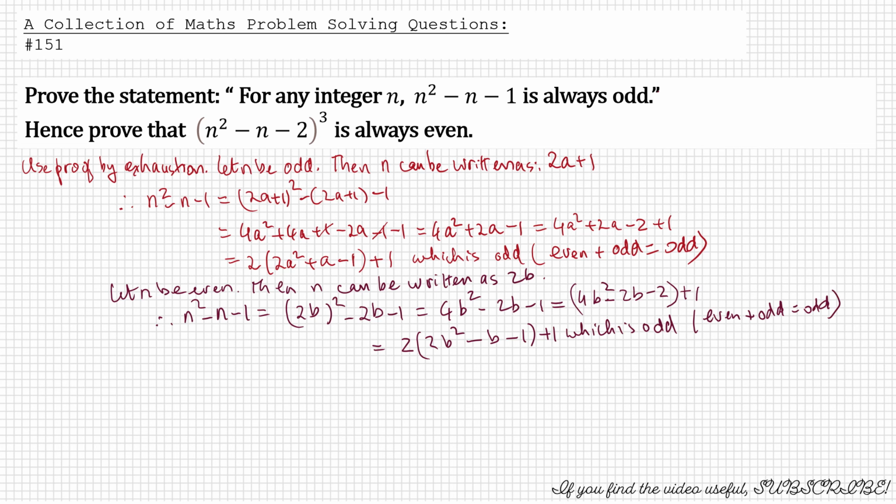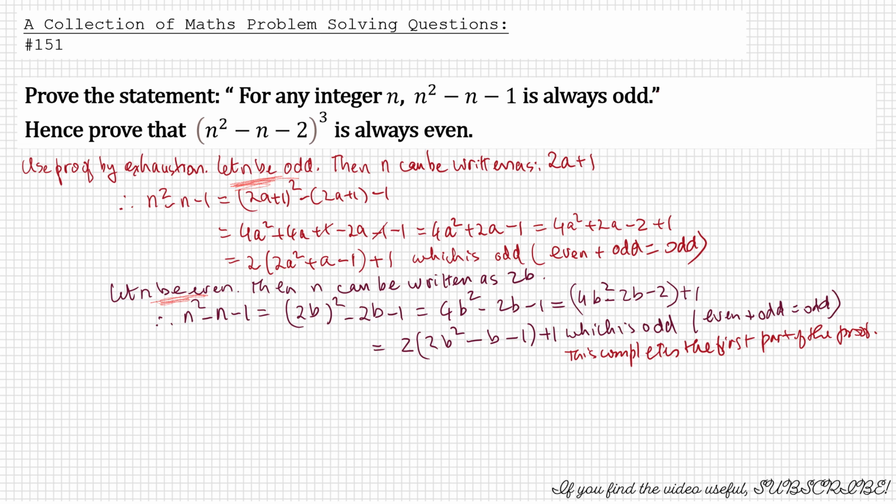So you've proven the two cases, the one with even and also the one with odd. So therefore the first part of our proof is complete. The second part, that is n square minus n minus 2 whole cube, is always even.